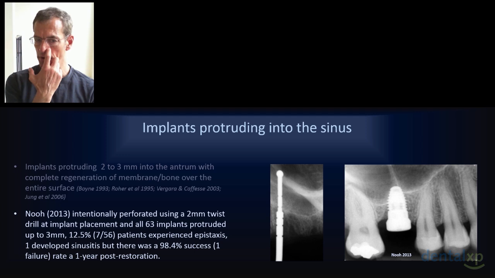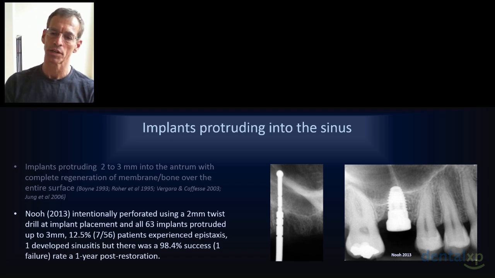Nu intentionally perforated using a 2 millimeter twist drill at implant placement, and all 63 implants protruded up to 3 millimeters. He had an elevated rate of nasal bleeding, but only one patient developed sinusitis, and he had a 98.4% success rate at 1 year.